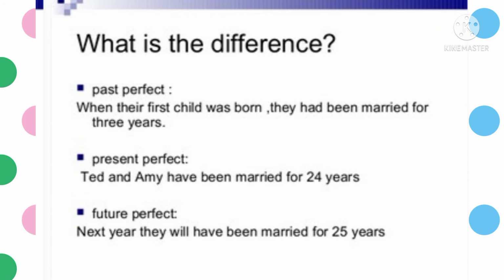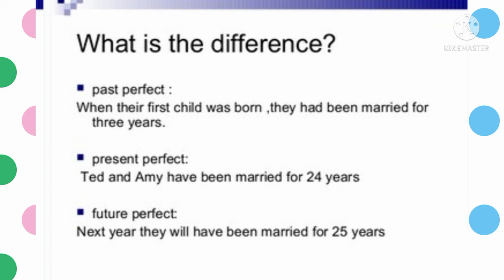What's the difference between all the perfect tenses? Past, present and future. Past: when their first child was born, they had been married for 3 years. Okay, that means after their 3 years of marriage, they got a child. That is the meaning of it. Present perfect: Ted and Amy have been married for 24 years. Okay, that means the time that happens now, it is referring to the time at present.